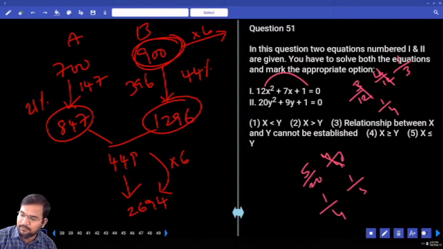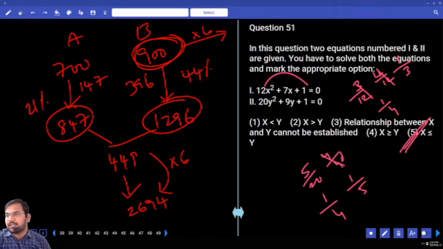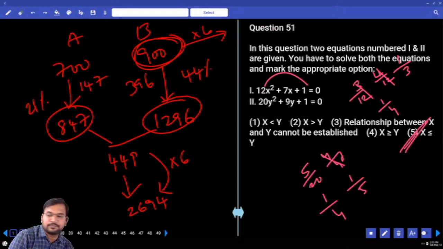These are negative values, not positive values. Yes or no? Sometimes equal, sometimes y is always greater. Y is always greater, but sometimes equal. So your answer is x less than or equal to y. Negative values, those are negative values. 1 by 5 is 0.2.